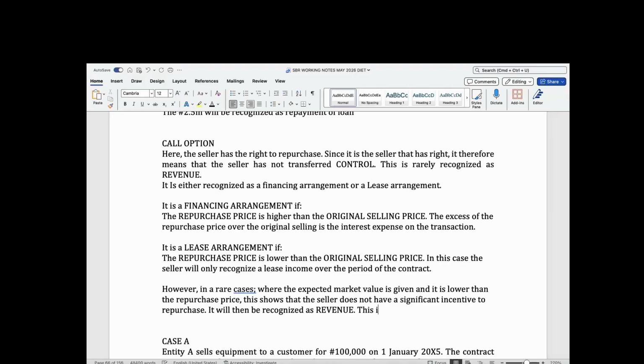So this is rare in exams, because even the standard mentioned that for most call options, we expect that the seller has not transferred control and there is no sale. But if this situation arises and the expected market value is lower, then it shows that the seller will not likely want to repurchase. Then the seller can recognize it as revenue. Okay, so that's a call option.